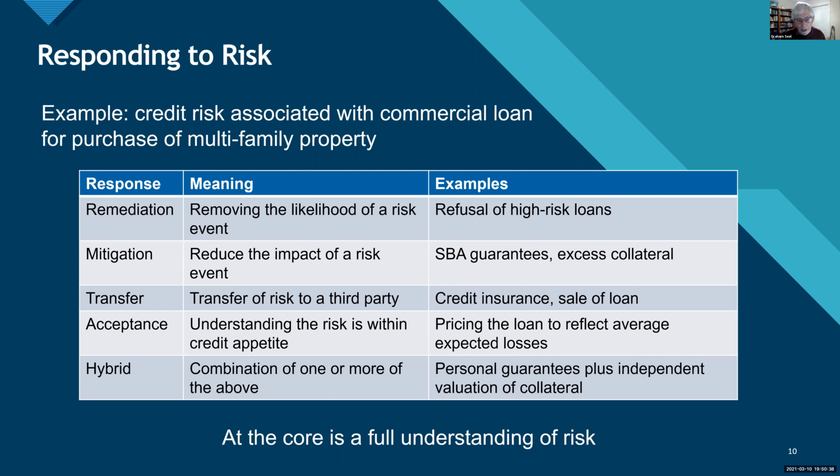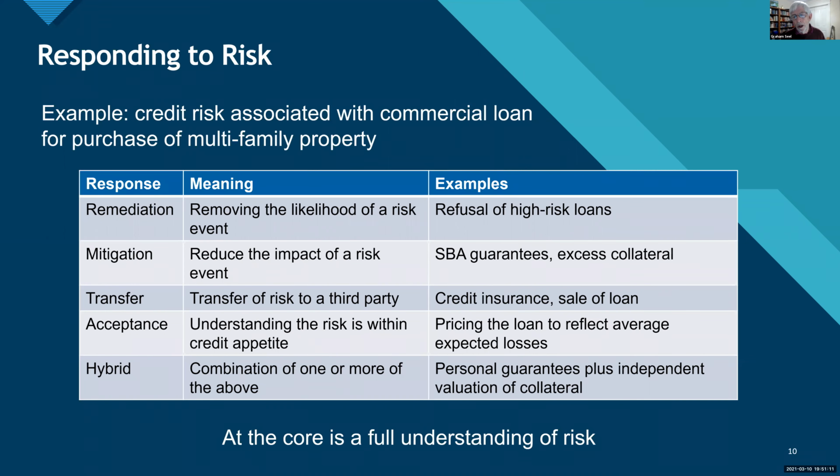The fourth one is we can accept the risk. We can decide that this risk is within our credit risk appetite. And then we would price the loan to reflect our expected losses. So accepting the risk doesn't mean we're comfortable nothing will go wrong. It means we're comfortable that we understand what will go wrong, and we know what we would need to do with it, and we need to cover ourselves financially by putting that into the loan pricing.